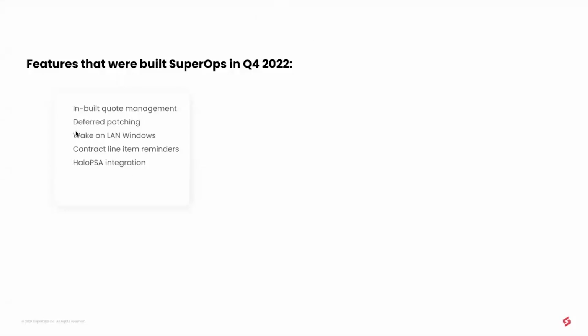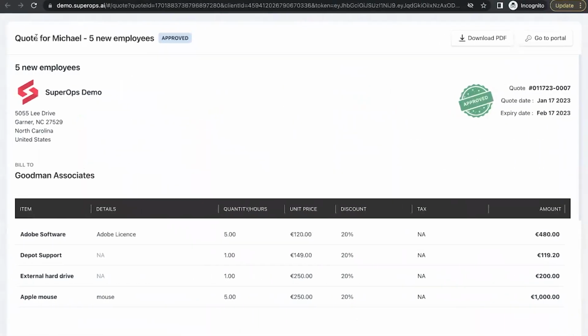Now, the other functionalities that I would like to show you, which are comparatively smaller, are deferred patching, wake on LAN Windows, contract line items, and HaloPSA integration. Now, most of these are available right within the same page. So I'm going to go through all of them within a single page. So let me take you to the solution again.